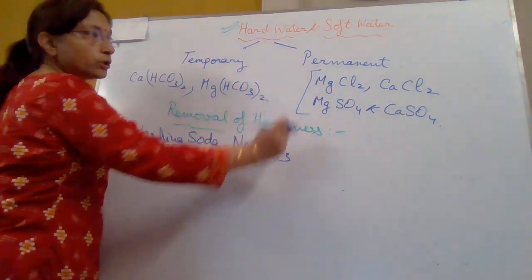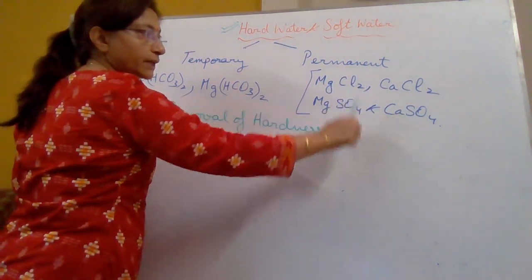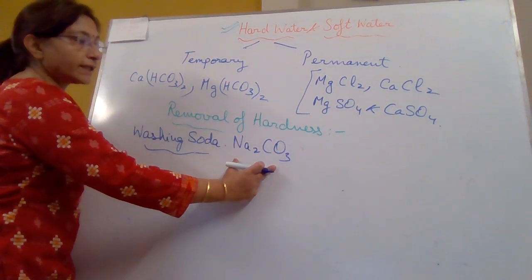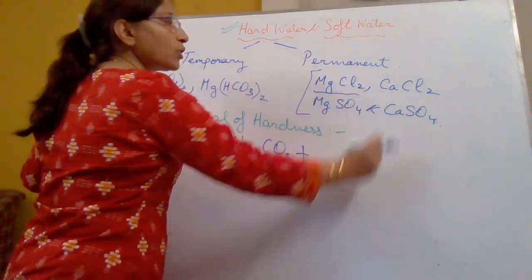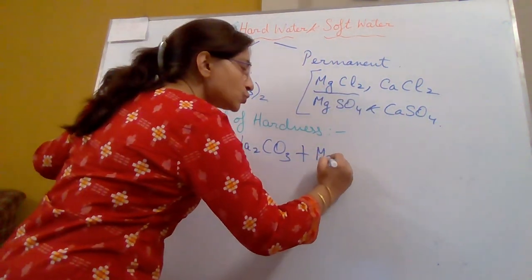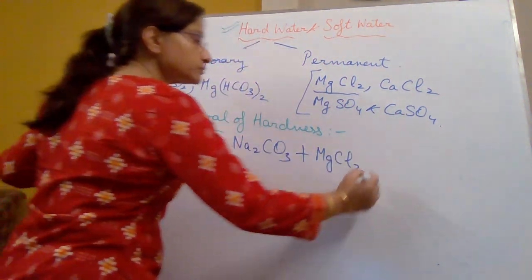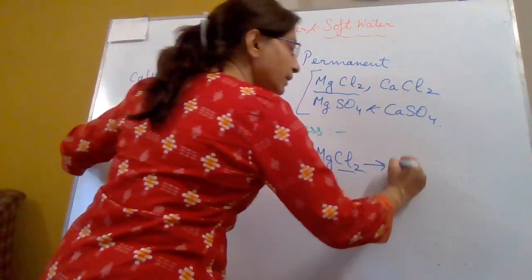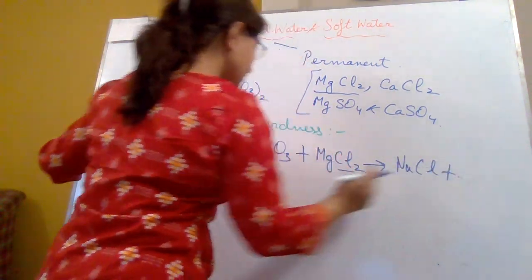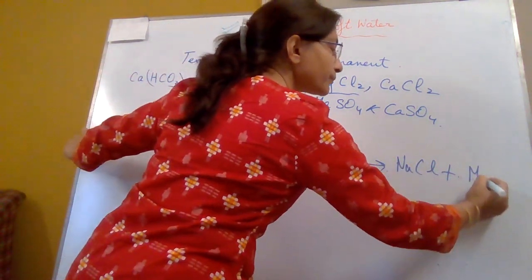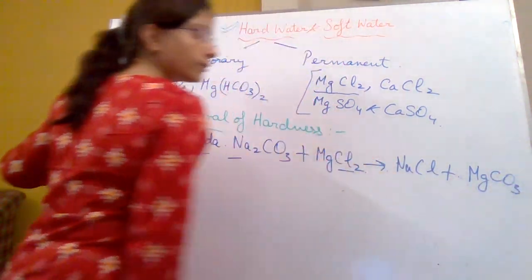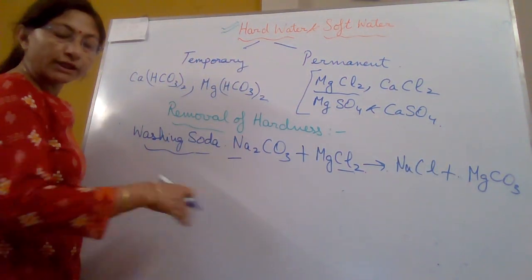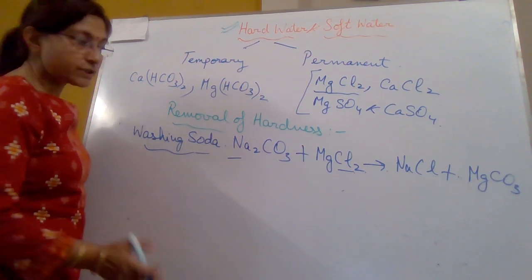We have now taken the sample of hard water with permanent hardness. That means it has all these salts, chlorides of calcium and magnesium and sulfates of calcium and magnesium. When the washing soda is added, what will happen? Let us take the example of magnesium chloride. What will happen to MgCl2? It will simply produce sodium chloride plus magnesium carbonate. Okay, and these salts will settle down as the precipitate and the water can be filtered.